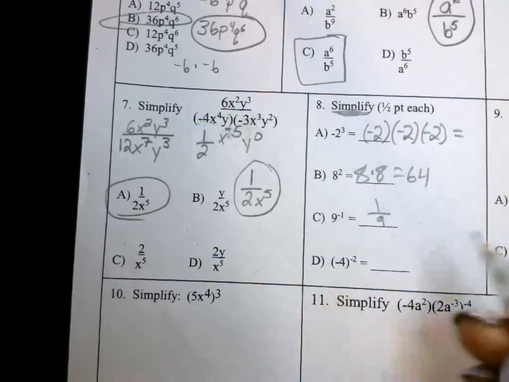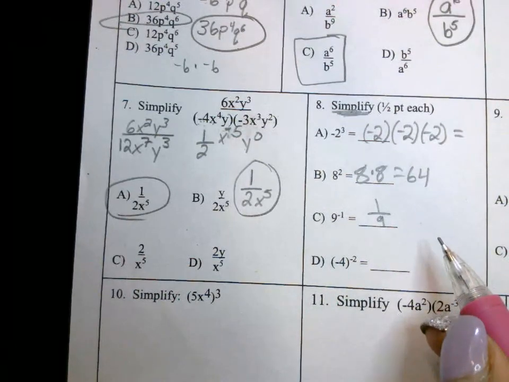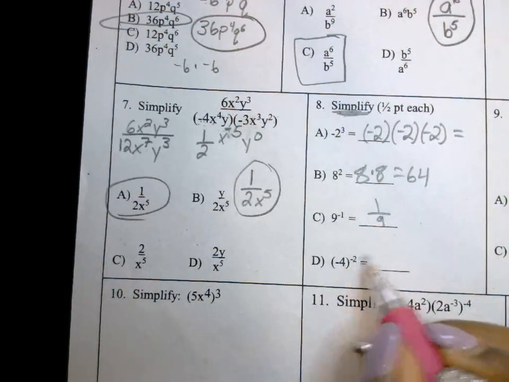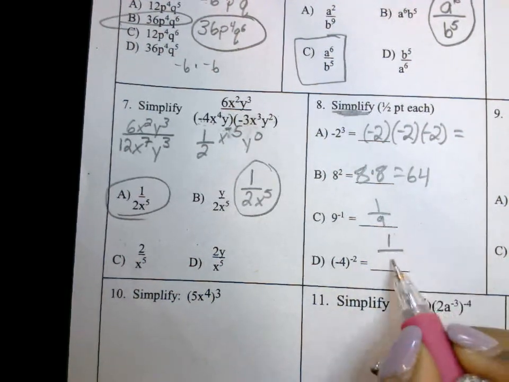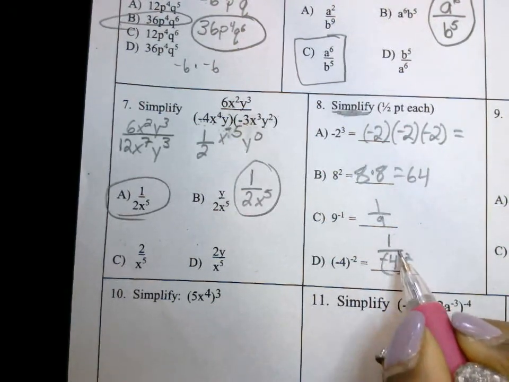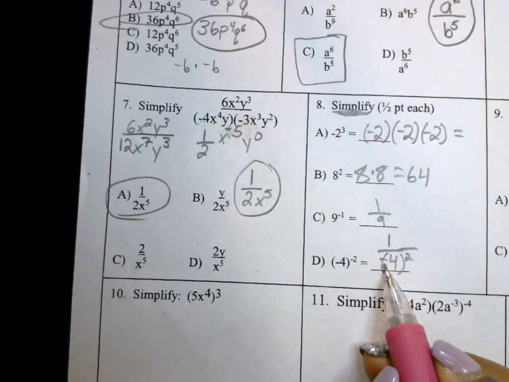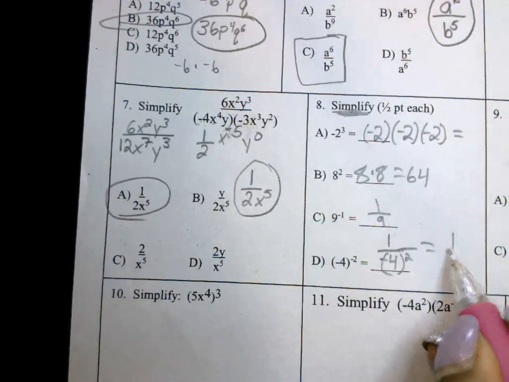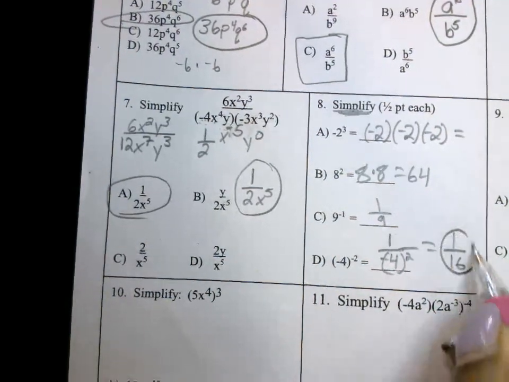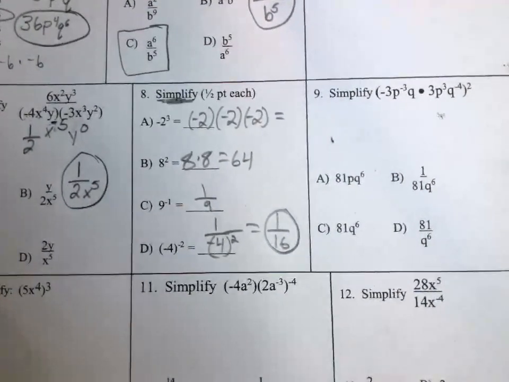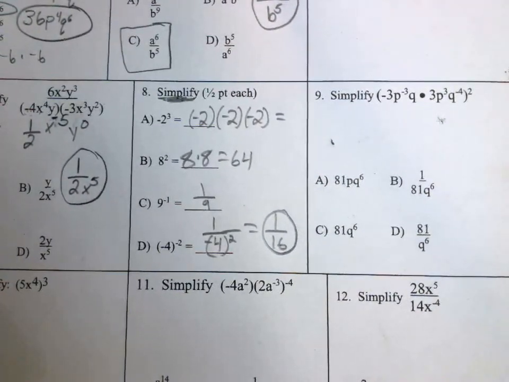How do I write D? Negative 4. How do you make this? 1 over, and then on the bottom, you've got negative 4. Make that a positive exponent. What's negative 4 times negative 4? 16. You just got to take your time and think about it, baby. It's okay. I did negative 4 times 2. You just got to take your time and think about it. Okay? It's okay.